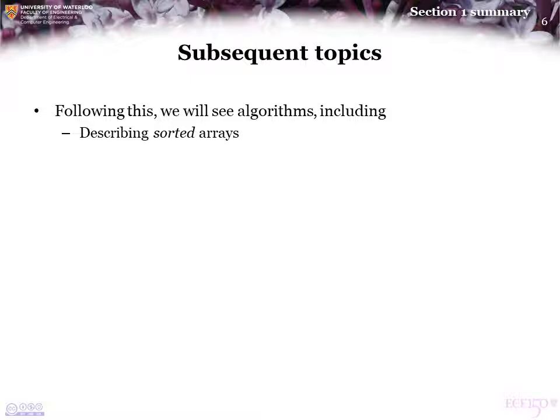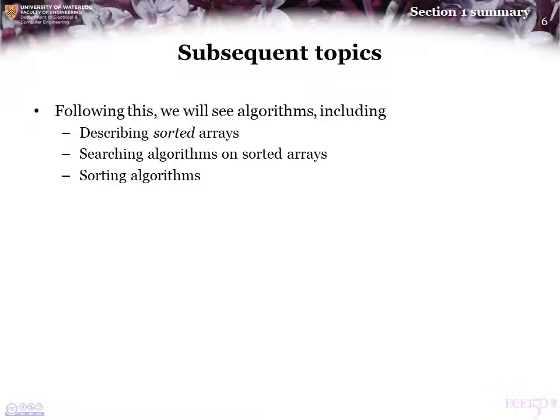Once we have covered this topic, we will then start looking at algorithms. We're going to start by describing something called a sorted array, which you can almost figure out right now what it is. It's an array of either integer or floating point numbers where each subsequent entry is larger than the previous entry. We will describe searching algorithms on sorted arrays, and then we will look at sorting algorithms. Algorithms that can take an array that is not sorted and rearrange the entries so that they are.